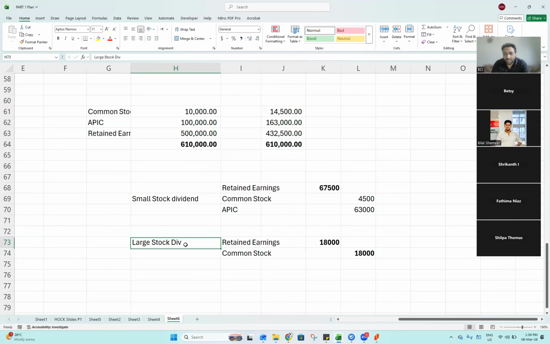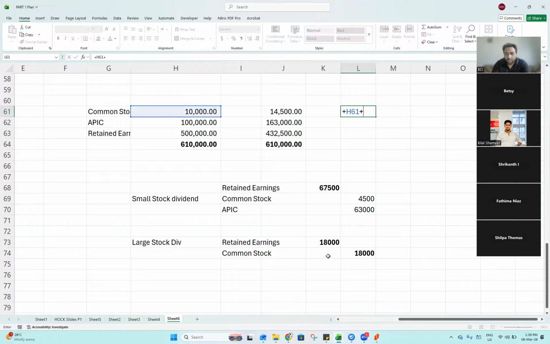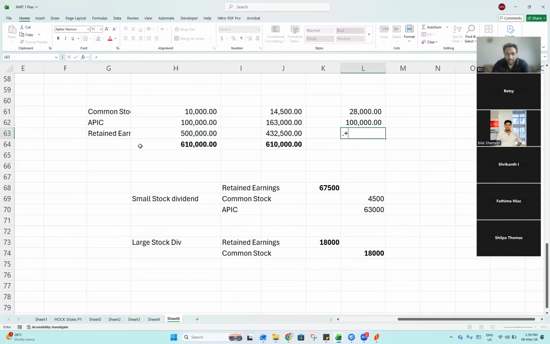Next is a large stock dividend. In this case, we will take only the par value from the retained earnings, only the common stock amount. So here common stock increases by the par value, and retained earnings will reduce how much? 18,000. So here also your total will be the same.